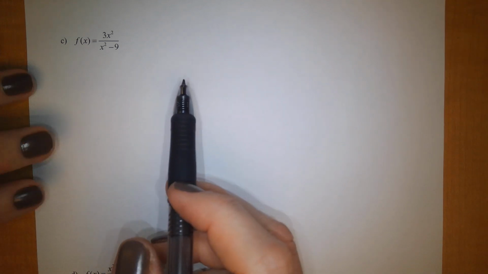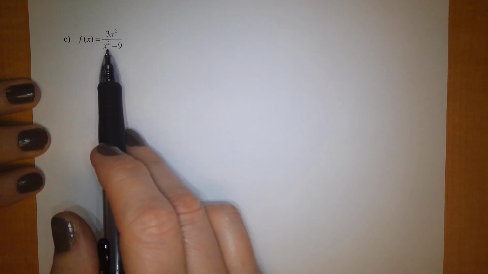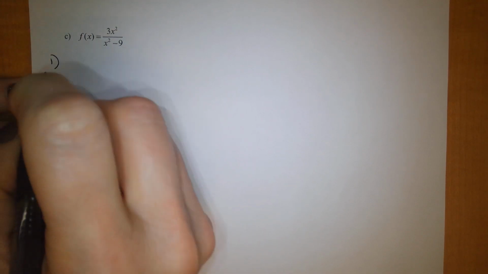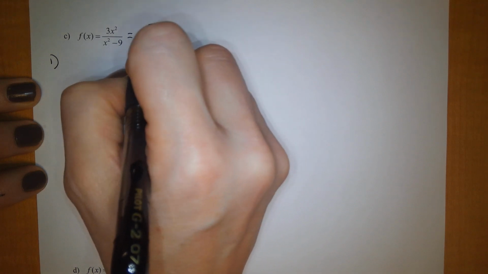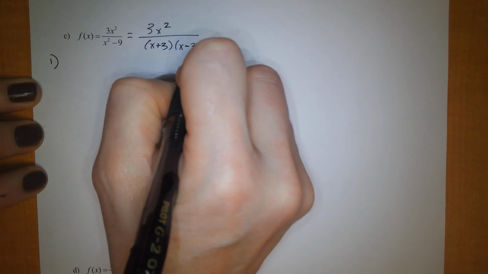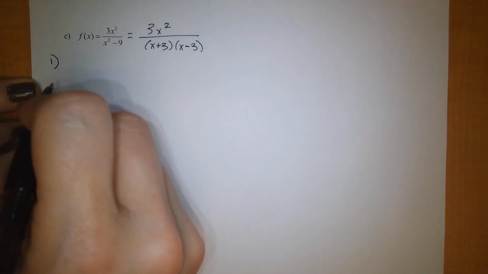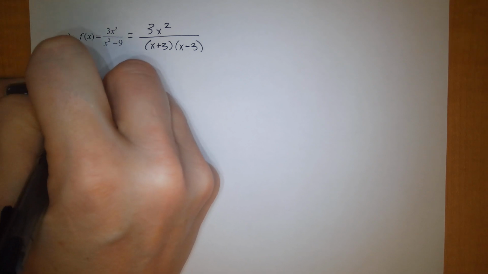All right, so continuing our discussion of analyzing graphs from the first part of these videos, the first step is to first factor. If we were to factor this, we get 3x squared over the difference of squares, which is x plus 3, times x minus 3. Once it's in factored form, it's easy to spot what the y-intercept is going to be.